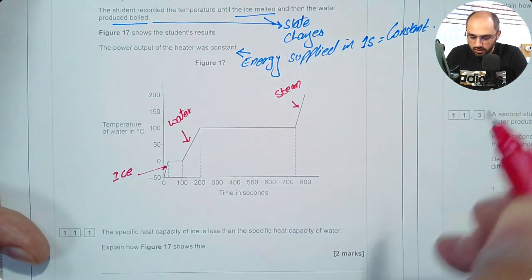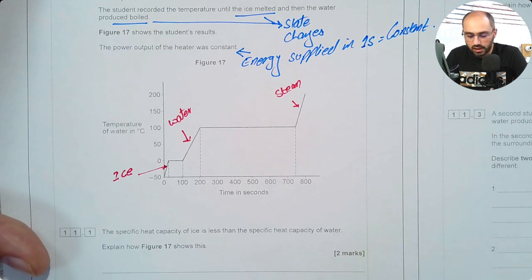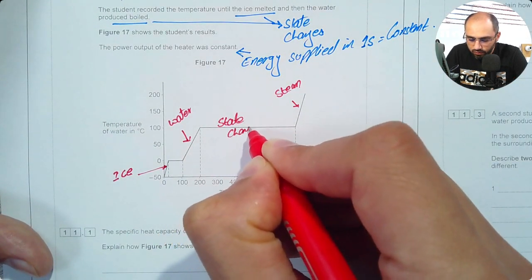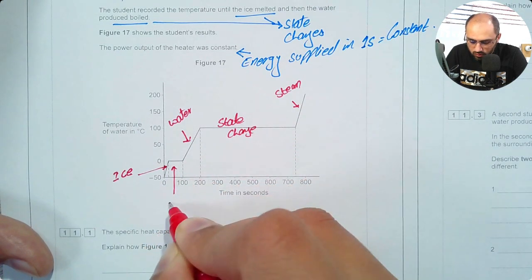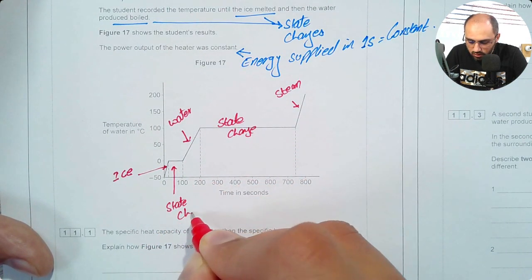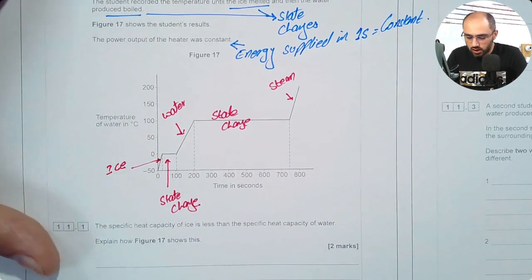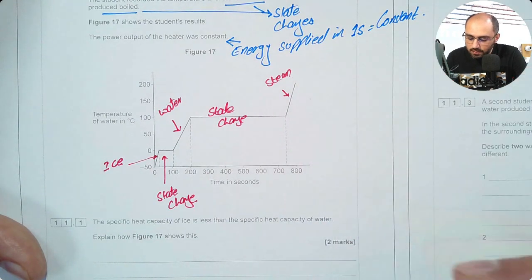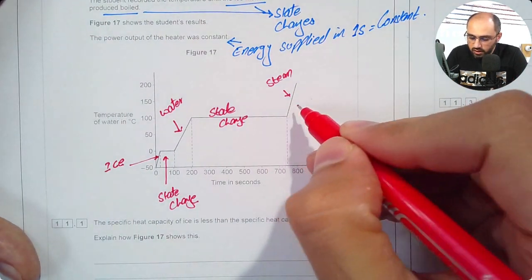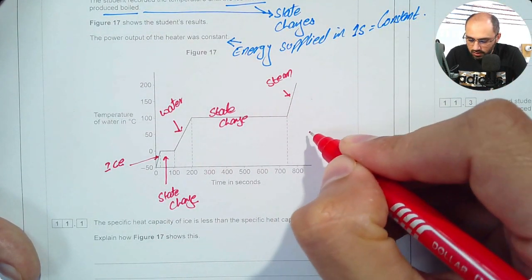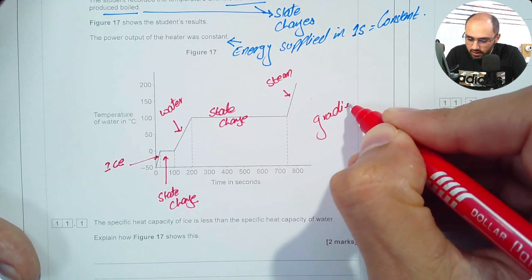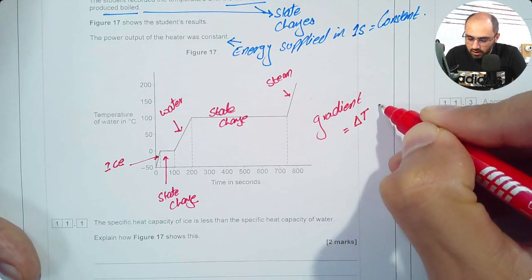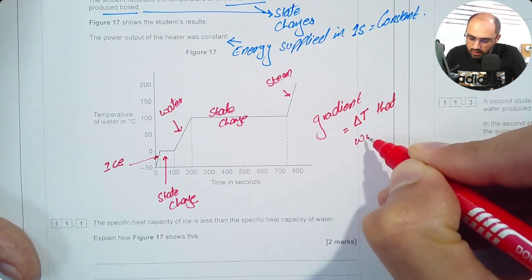Remind yourself, state change always happens at fixed temperatures. This is state change, and this is also state change. One more thing that we have to remind ourselves about is in this section the temperature is increasing, so the gradient of lines in this case will be representing the change in temperature that will take place in 1 second.